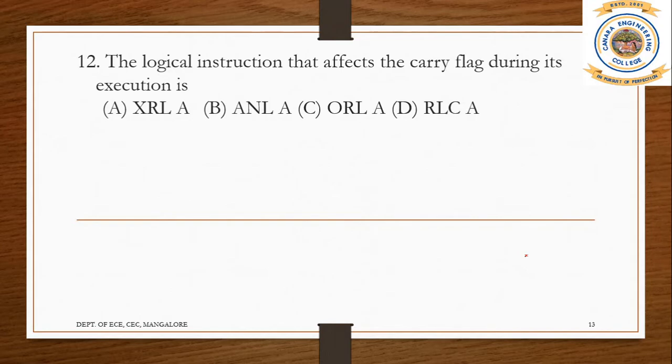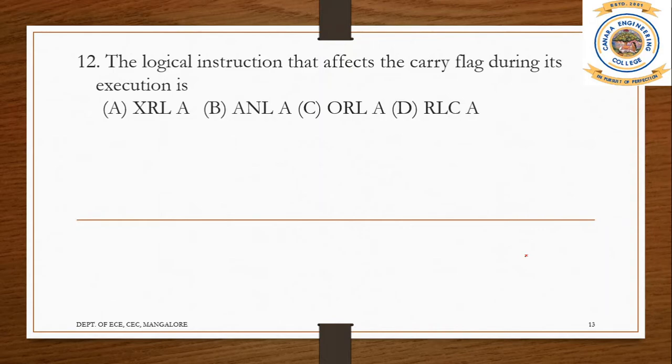The next question is: which logical instruction affects the carry flag during its execution? You have 4 logical instructions, and out of these you have to find which one will affect the carry flag. The carry flag is in the PSW. So you have to select the one instruction which affects this.